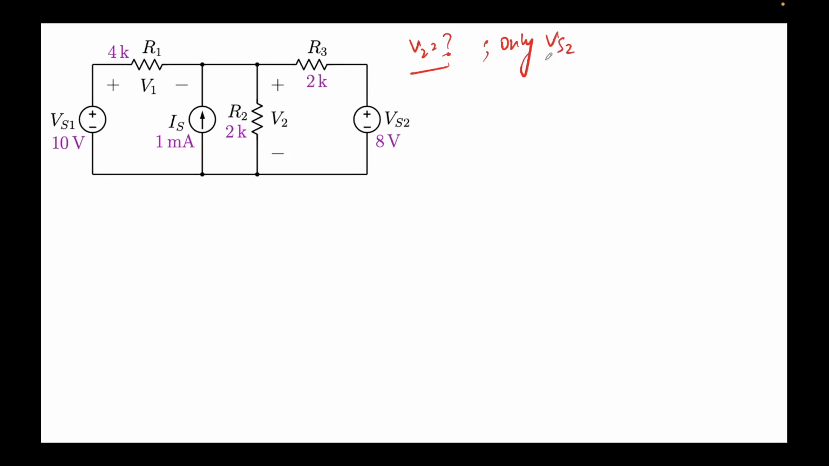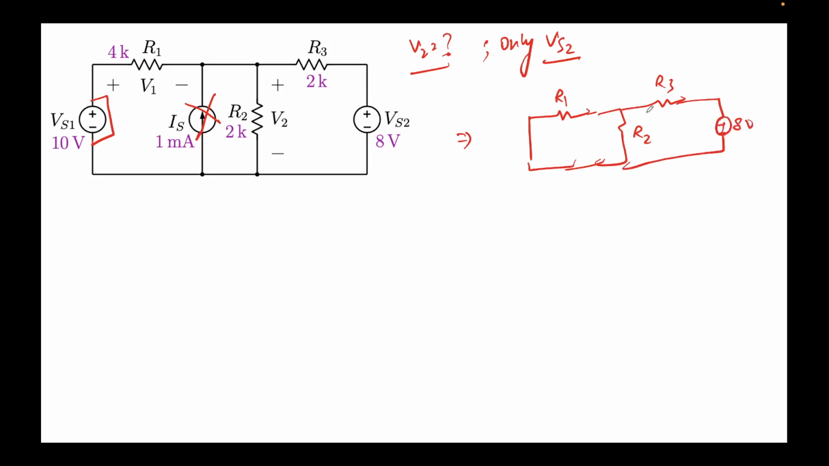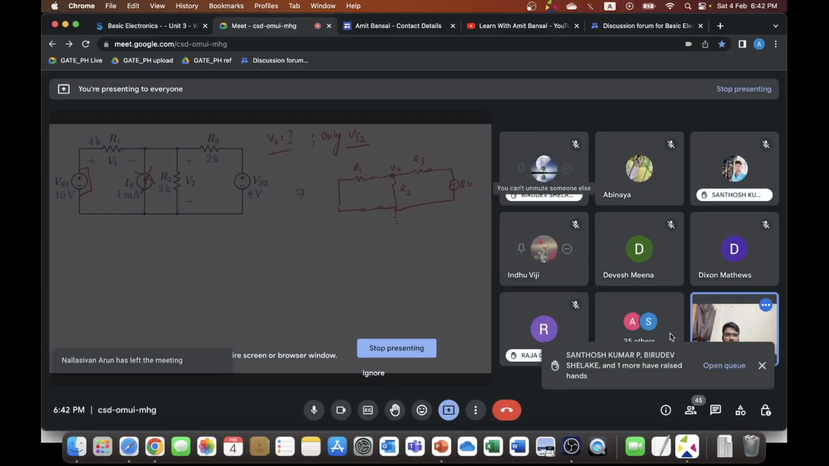with only VS2. This means VS1 is an independent voltage source, so that will be shorted. IS is an independent current source, that will be open circuited. So I'll draw this circuit over here. So this will become R1. There's nothing over here, and then this is R2. This is R3. This is 8 volts, and this is the V2 that we are required to find. And again, for all practical purposes, I can take the bottom node to be the reference node.